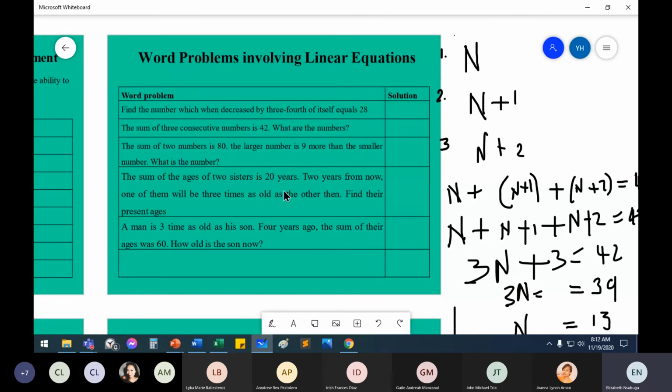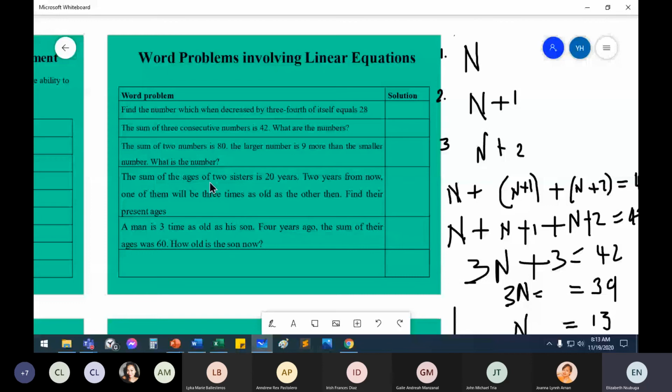One of them will be 3 times. What does that mean? Multiplication, right? Find their present age today. How old are they? Okay, so what are you going to do? Since they are talking about today, you're going to say, I'm going to find their age today, the age of one of them. It should be so that you relate that sister to the other one.